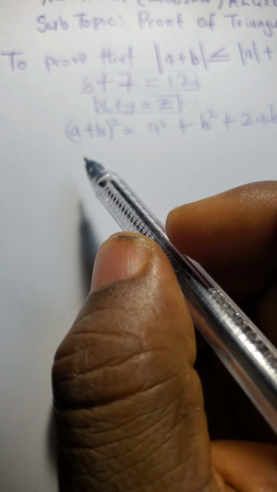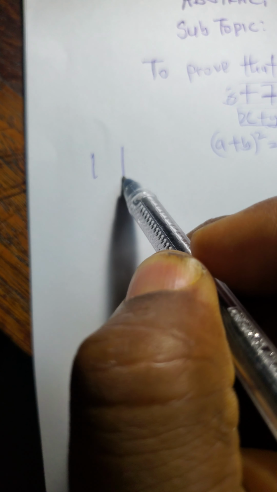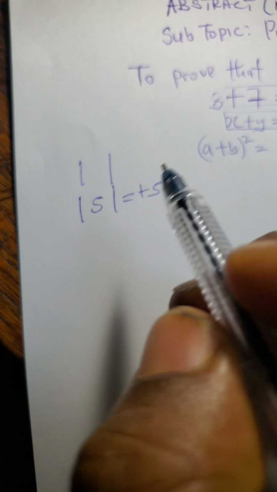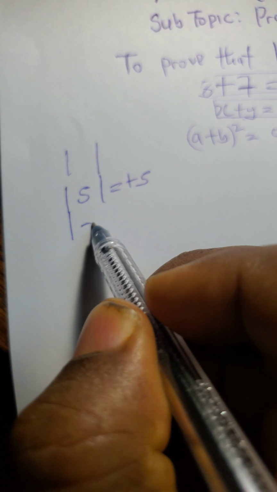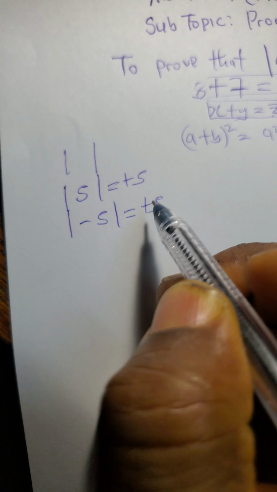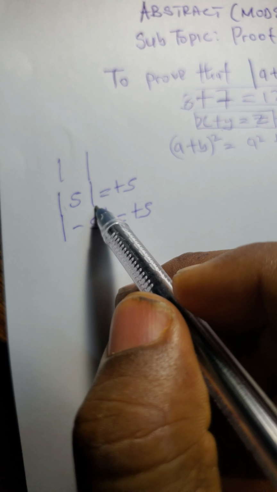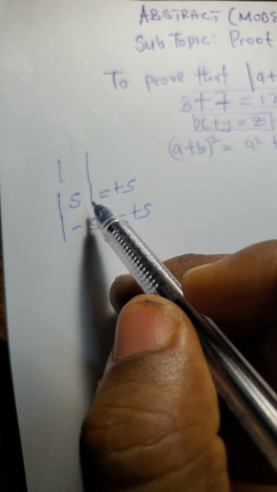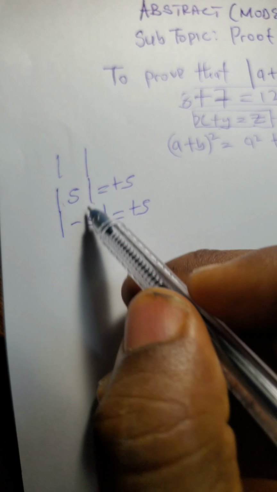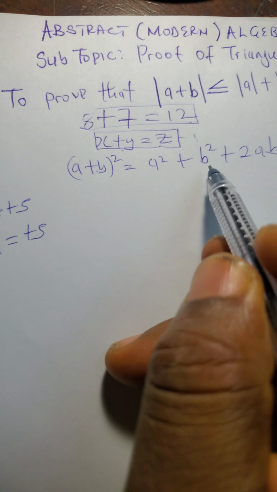Now, if we deploy the absolute symbol, this particular symbol is an absolute symbol. When we talk about the absolute value of 5, the answer is plus 5. When we say absolute value of minus 5, the answer is still the same thing as plus 5. So the absolute symbol works as a function on a number. It will transform that number into a positive value, whether the number is negative or positive.